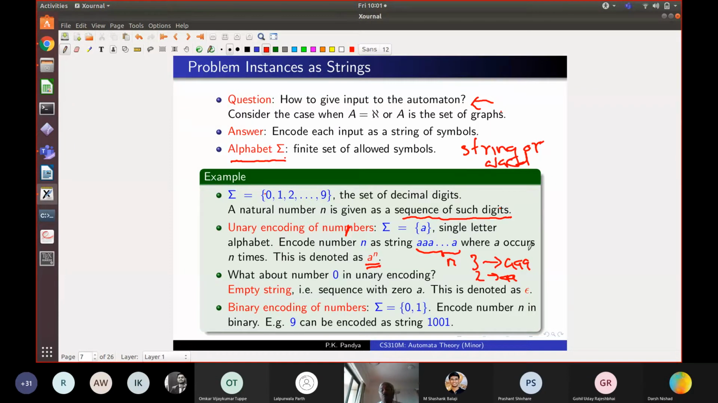But what about 0? 0 will denote some sort of empty string where there are no occurrences of A. You cannot even see it, right? Such a sequence of 0 A's is denoted by a special symbol called epsilon. So epsilon denotes the empty string, the empty sequence, a sequence which has no letters in it. Is it confusing, or is it okay? The need is clear, right? Otherwise, there's no way in which we will be able to represent 0. So this epsilon is a very useful and standard part of encoding problems.